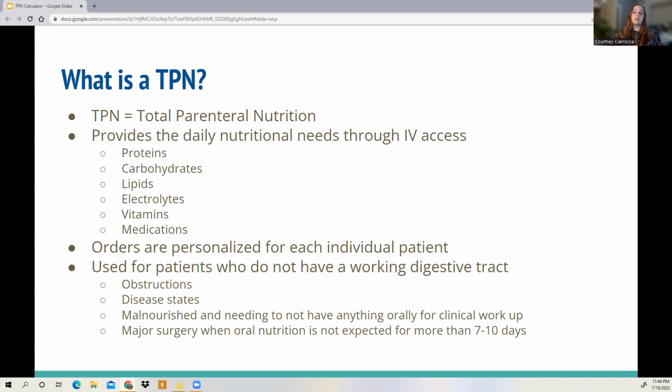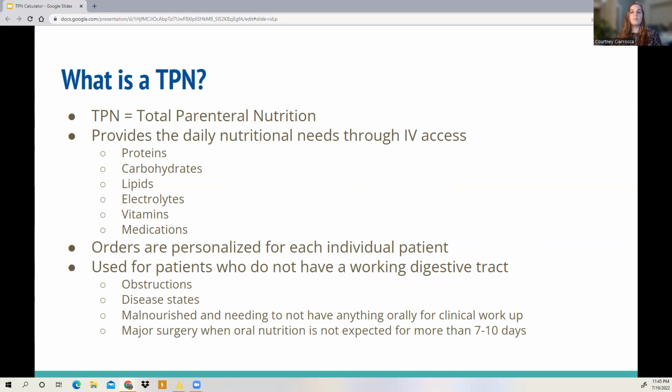Our TPNs are used for patients who do not have a working digestive tract. This can be due to either obstructions or certain disease states. Different diseases can impact the absorption in your gastrointestinal tract, and so some people just might not be able to absorb nutrients that way. A couple other examples are malnourished patients who aren't able to have anything by mouth due to whatever clinical workup they're needing.